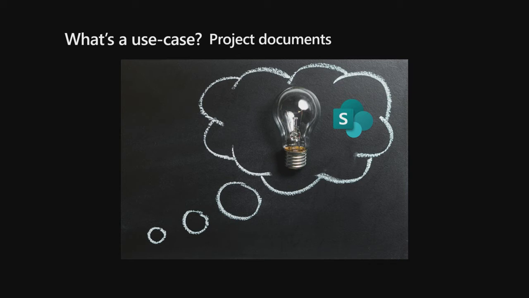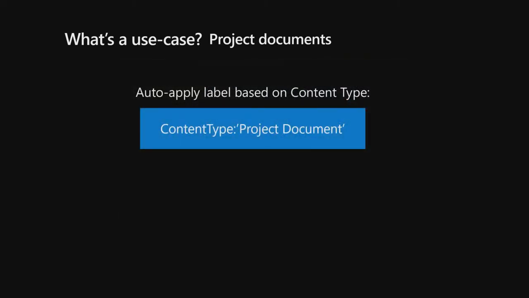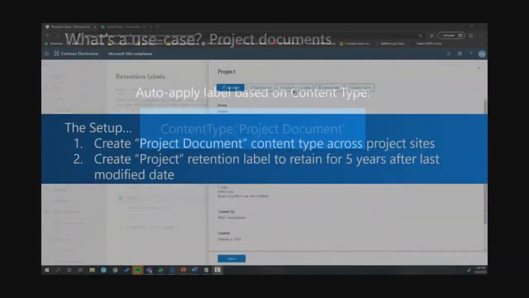I've done this a couple of times for organizations. And typically, project documents have a retention requirement with them. So you could do this. If you're controlling the content type name, you could leverage that. So in this case, we would auto-apply where content type is project document.